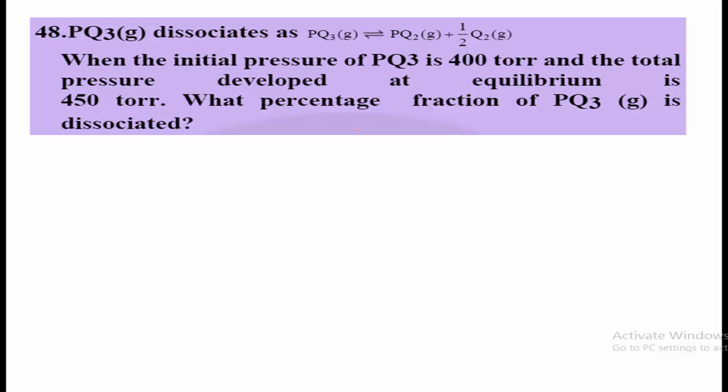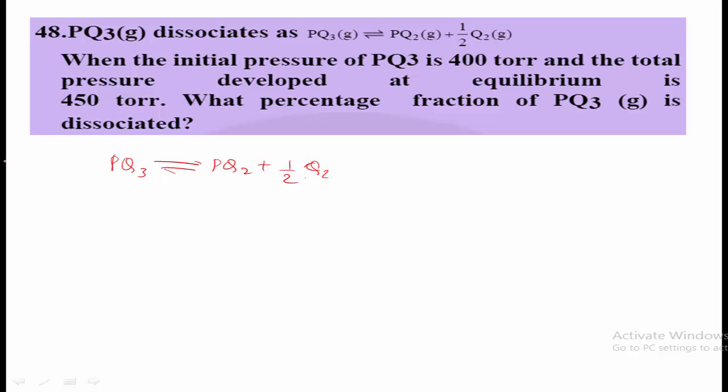48th, PQ3, which is a gas, dissociates as PQ2 plus half Q2. When the initial pressure of PQ3 is 400 torr and the total pressure developed at equilibrium is 450 torr, what percent fraction of PQ3 is dissociated? So this is the reaction: PQ3 gives PQ2 plus half Q2.